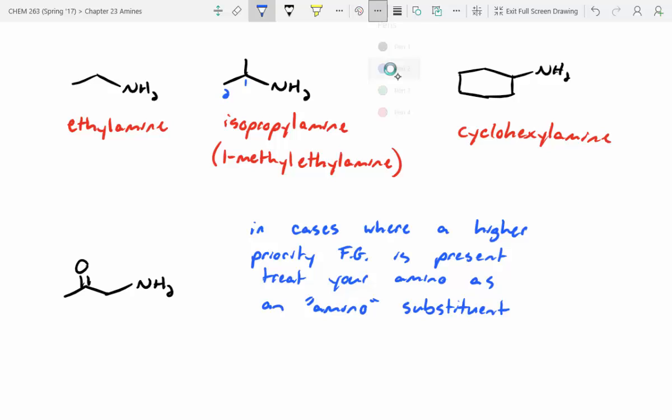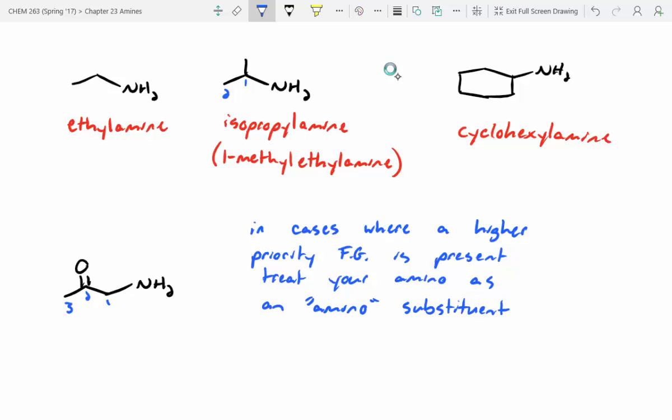Thank you. So now if we go through and we number this, we go 1, 2, 3. Why don't we go left to right? You could have a higher number. Yeah, you want your substituents to be at the lowest possible number, right? So in this case, we want it to go right to left, not left to right.